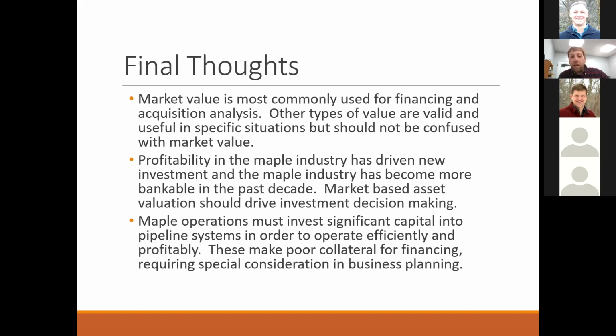And finally, maple operations must invest significant capital into pipeline systems in order to operate efficiently and profitably. These make poor collateral for financing and should be given special consideration in business planning. And folks should really be thinking about, how are we going to build additional pipeline given the constraints of financing new pipeline?